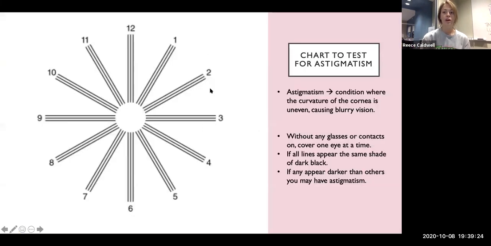Then we have tests for astigmatism. So an astigmatism is an irregular curvature of the eye. So if any of y'all have an astigmatism, one or two or more of these lines probably look really blurred to you. So if you cover one eye, the 2 and the 8 might look like one individual line, like those lines will look really dark or blurred together. And that's because you have a curvature on your cornea that is causing blurred areas. So an astigmatism is an irregular curvature of the eye.